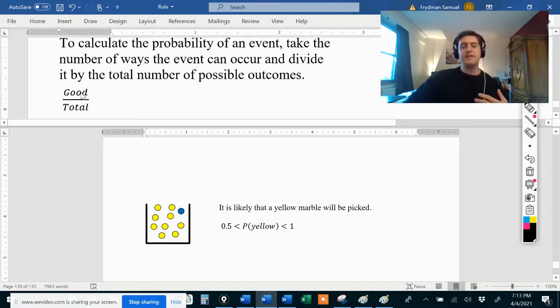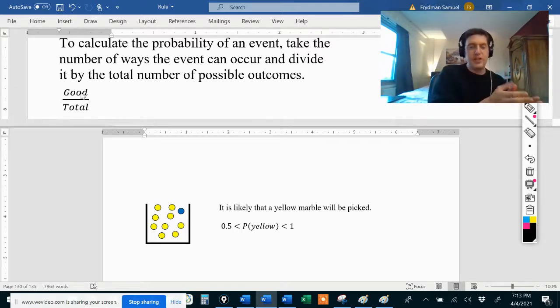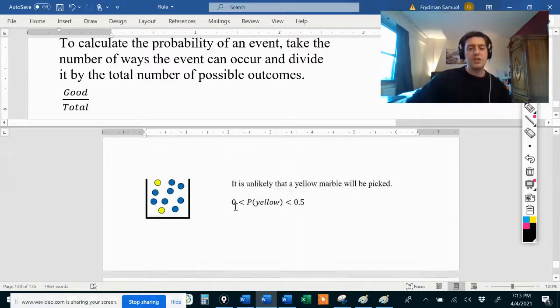So what does it mean for an outcome to be good? Well, we get to decide what we consider to be good and what we consider to be bad. In this case, a good outcome for us is picking a yellow marble. That's what we want to happen. So we're going to count all of the ways that we can pick a yellow marble and divide by the total number of things that could happen, which in this case just means the total number of marbles in that box.